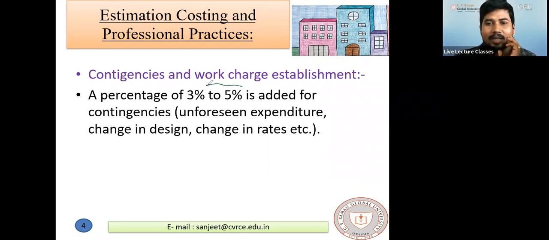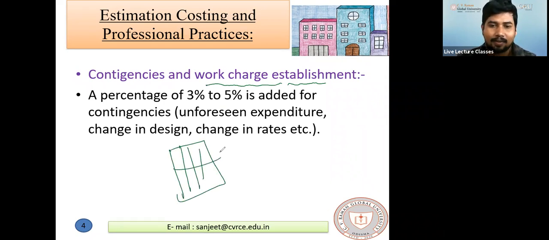Then work charge establishment, what is that? Suppose I'm constructing an apartment here, right? The apartment.